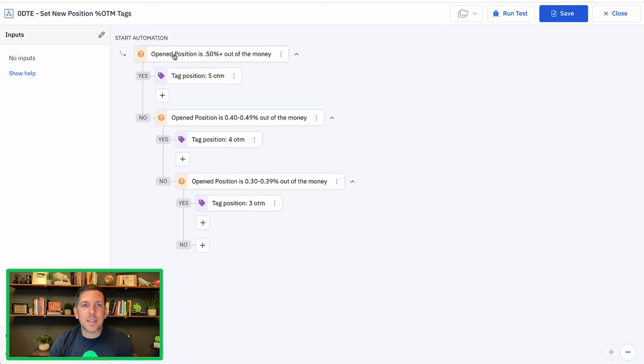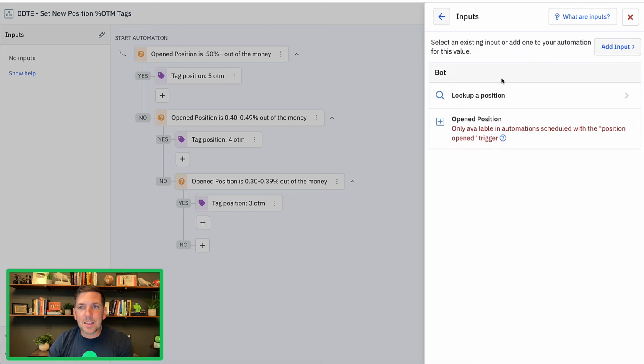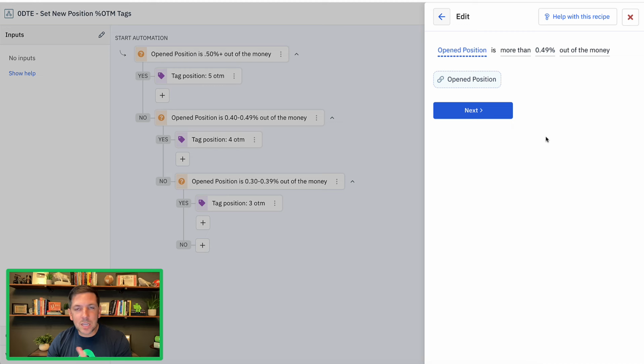So all it's doing is that as soon as the position is opened, and here what we're doing is I'm not selecting a position in a loop or a lookup. I don't even have a position loop running because I'm not trying to loop through all my positions. All I'm looking for is just the opened position. And so you can see here we say only available in automation scheduled with position open trigger, which it is. I'm looking up just that open position. Just tell me what that open position was. Don't worry about any other positions I have. I don't have any other ones in the 0 DT bot anyway, but it could work for other ones if you do it.